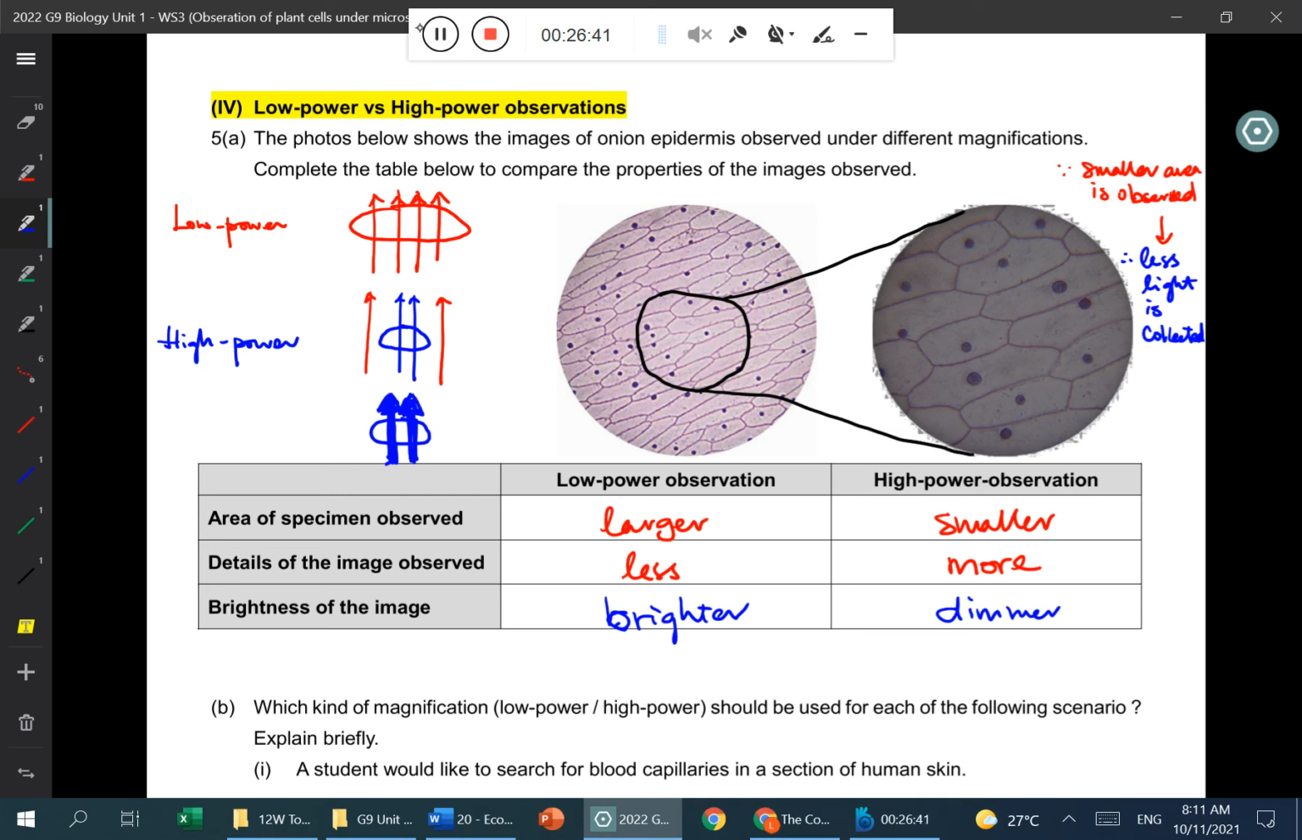So that's why every time we switch from a low power observation to a high power observation, we need to turn the light to become stronger intensity, so that the image of the high power observation would be bright enough for us to see clearly.